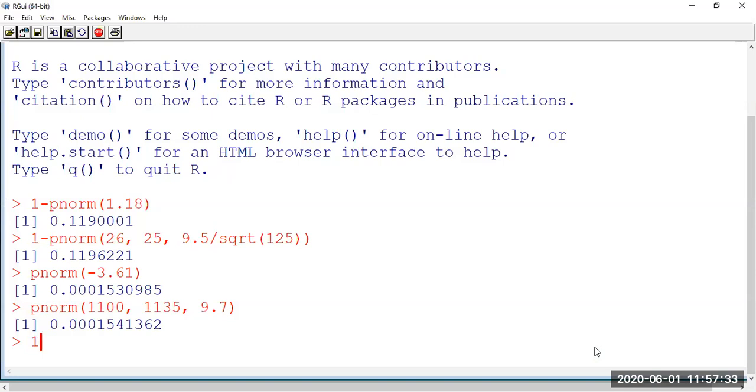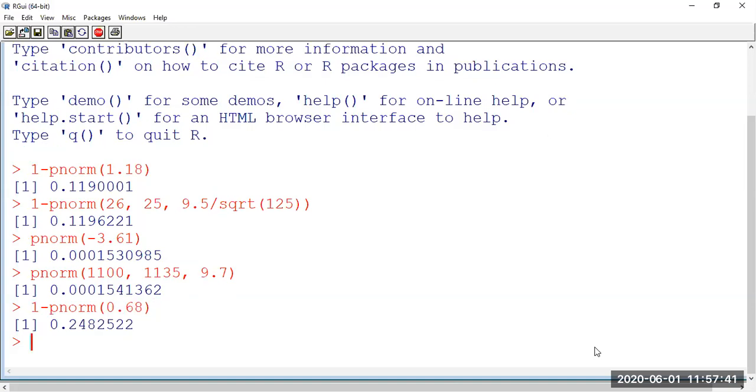So in the first case, we're using the standard normal distribution. 1 minus P norm of 0.68 is just 0.24. We're going to write 0.2482522. So that's the probability.